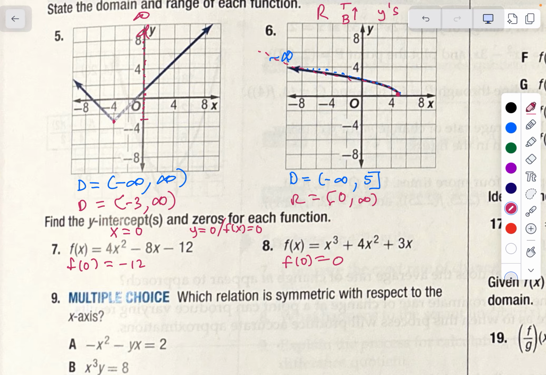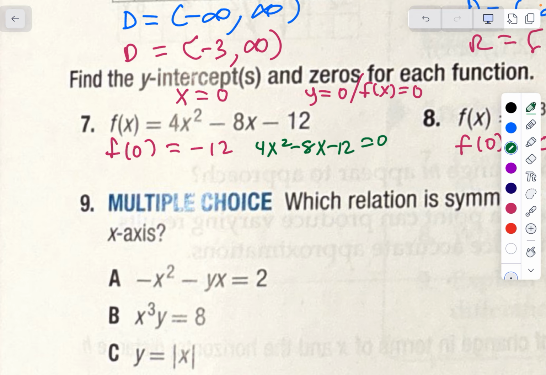The ones that are more difficult are the zeros. Remember, we're going to write down the function and set it equal to 0. Okay, so that's how we set up the zeros. But then it's really important to figure out what you do once you set it equal to 0. So let's start with 4x squared minus 8x minus 12. To solve that, you want to factor it most of the time.